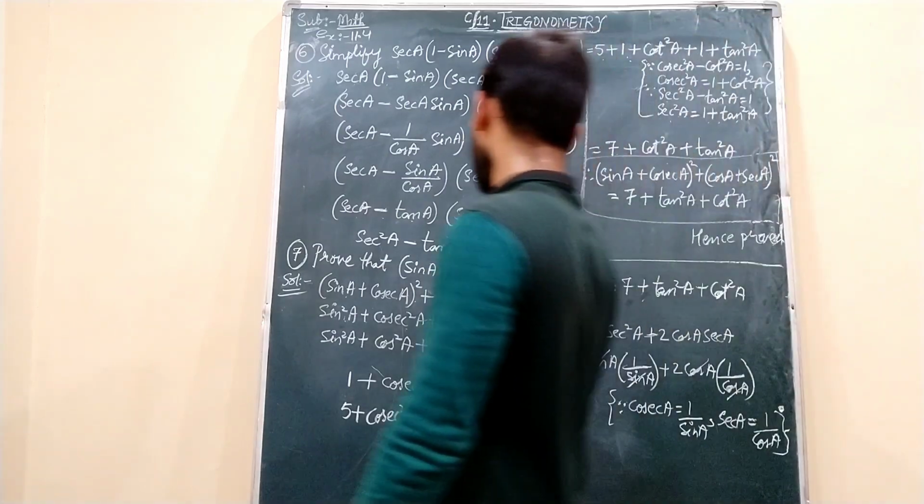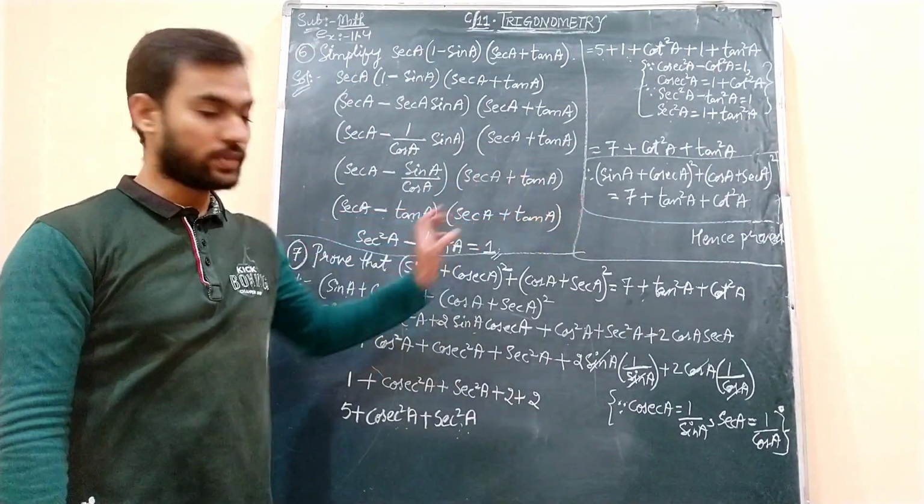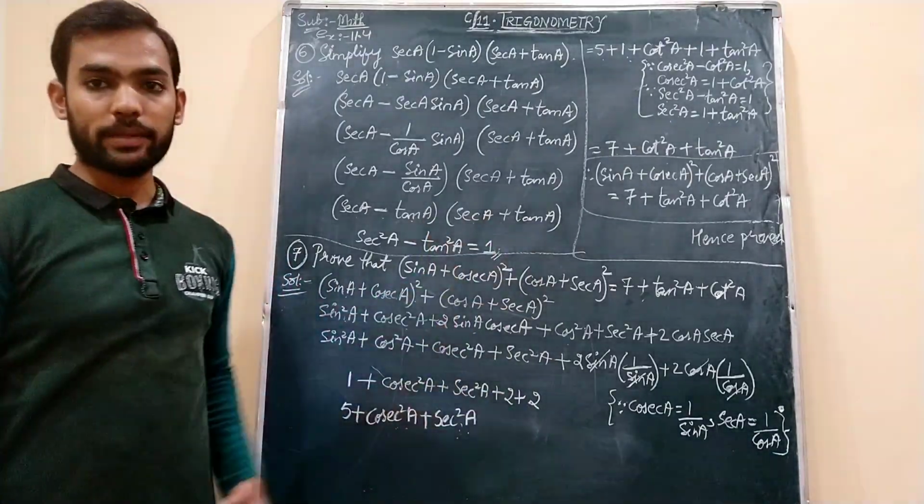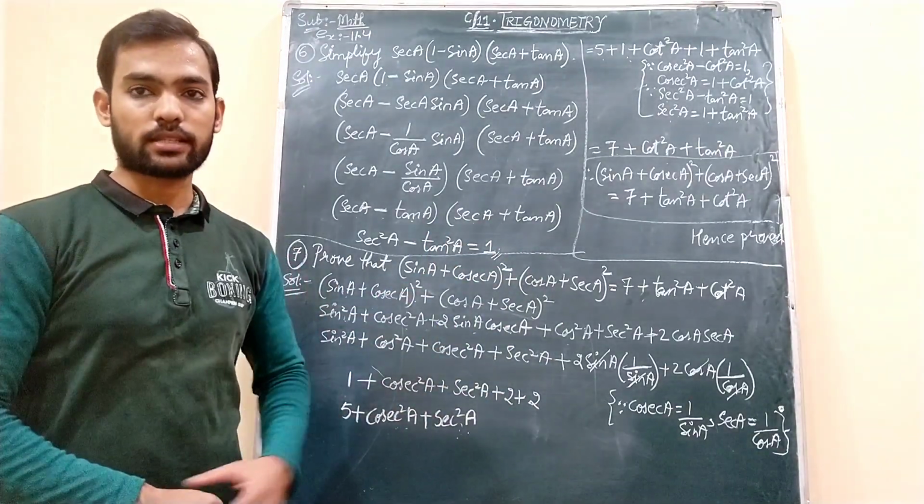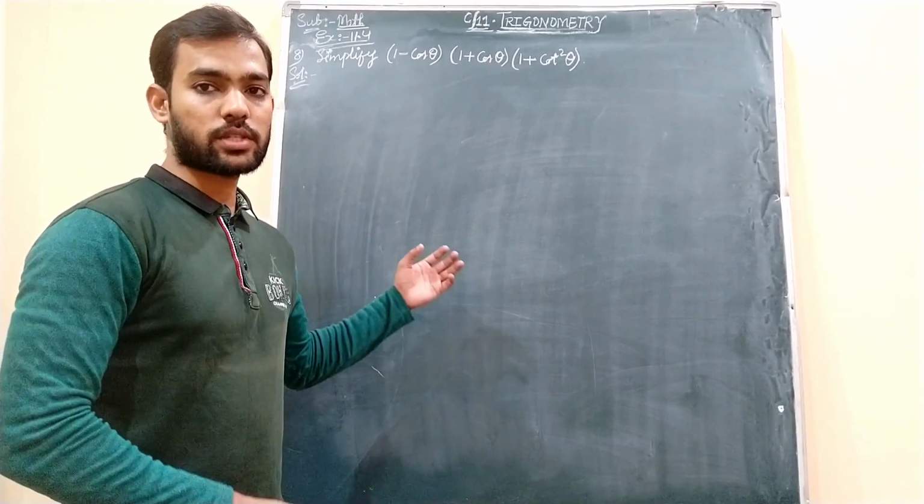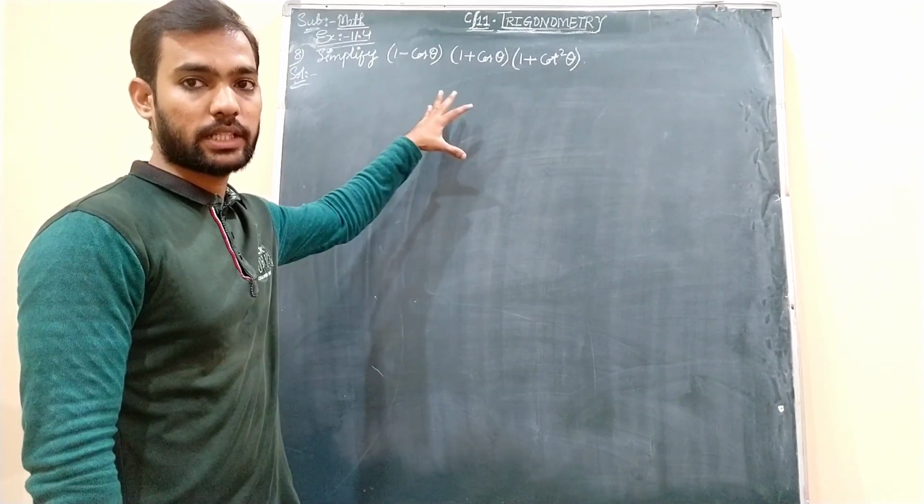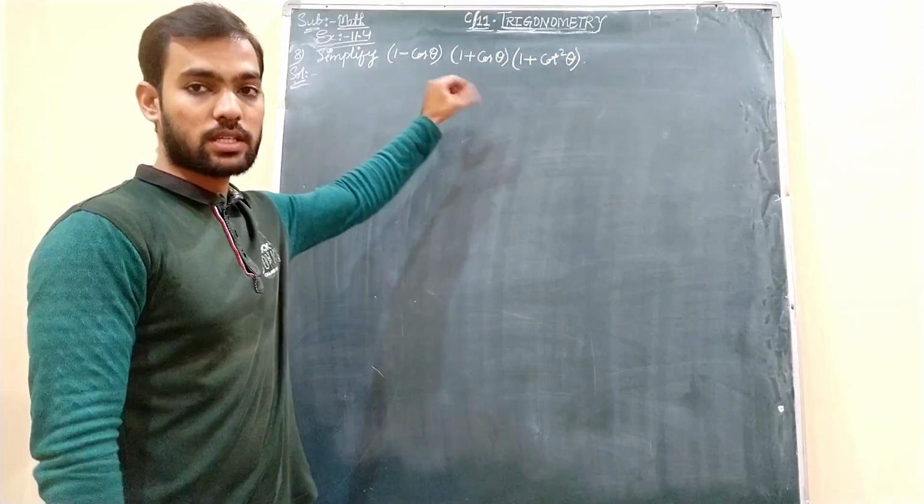Okay students, this was question number 7 that we have proved, LHS equals RHS. Copy this one, then we will proceed to the next question of this exercise. Moving to the next question, students, question number 8, similar to question number 6 wherein we have simplified the complete given expression. Here also simplification we need to do.